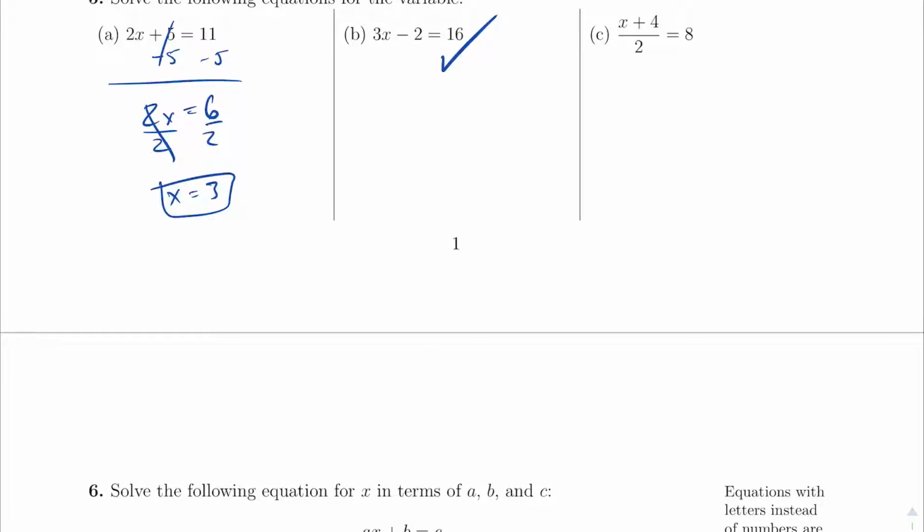For problem C, it looks like we have to get rid of division by 2 here. So we multiply by 2. Multiplication by 2 and division by 2 cancel out. We have to do the same thing to both sides, so that gives us x plus 4 equals 16. Last step to solve for x, we subtract 4 on each side, and we get x equals 12.